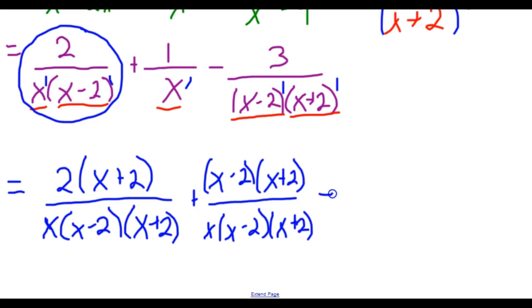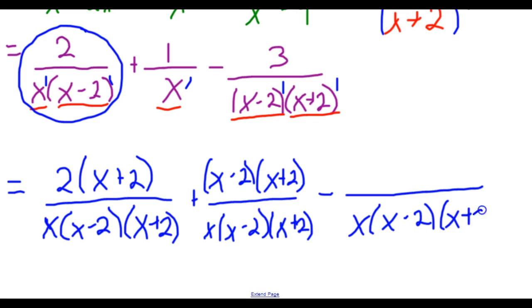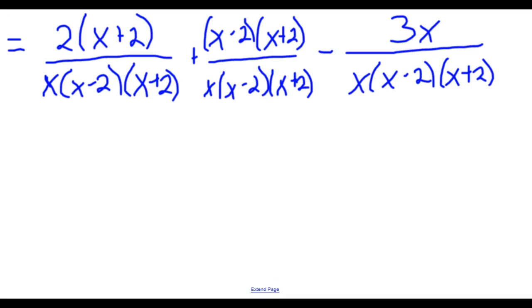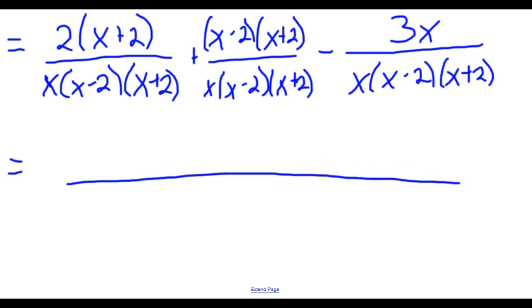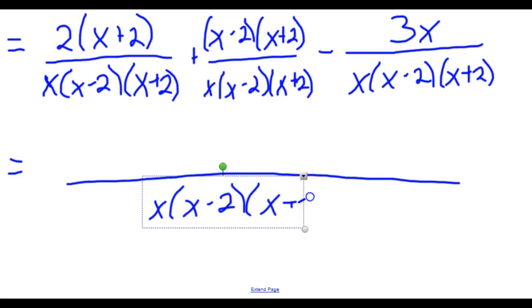Now the last fraction, again we want our denominator to be the same, x times x minus 2 times x plus 2. That means the only thing we would have to multiply the denominator and numerator by is the value of x. So that would become 3x. So this is where we're going to use a lot of simplifying, because now we have a common denominator of x times x minus 2 times x plus 2.